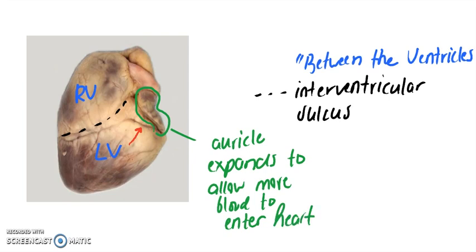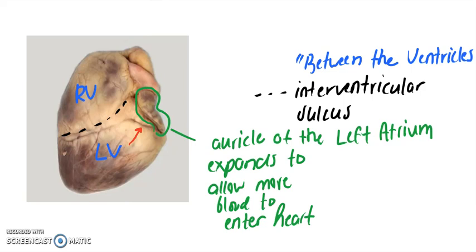And this is attached to the left atrium. So the full name for this would be the auricle of the left atrium. This tells me that there should be one on the right side, and that is the case. We just can't see it on this view. So, auricle of the left atrium. Remember, there is one on the other side as well.